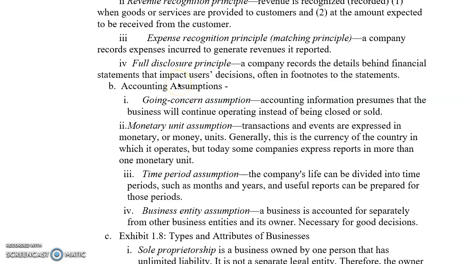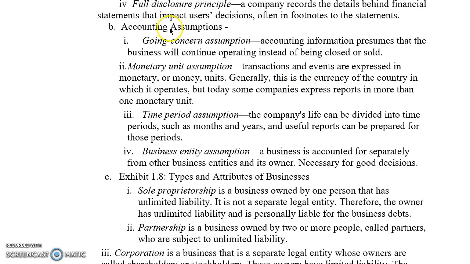Full disclosure says we want to record all the details in the financials, and sometimes we have to put footnotes to the statements. Accounting assumptions: going concern. We assume this company is going to be around going forward. It's not in jeopardy of no longer being successful and needing to file bankruptcy and disappearing forever. Monetary unit assumption: when we're doing accounting in America, we assume it's in dollars. That's about all there is to it.